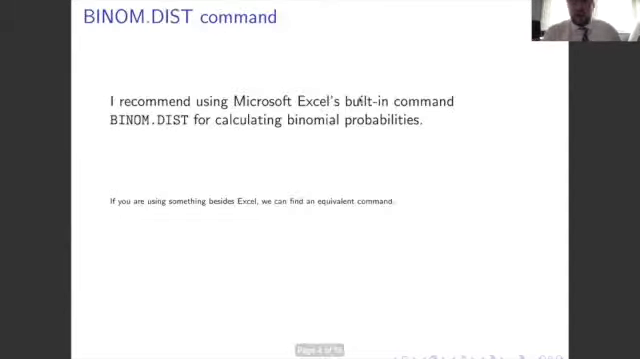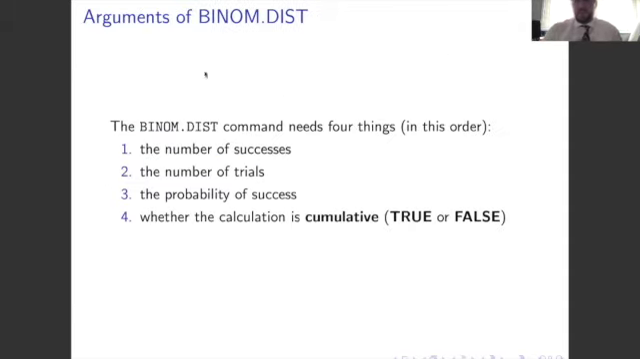For these calculations with binomial probability, I'm a big fan of the binom.dist function. If you're not using Excel, you can find something that's equivalent. 95% of the class said they were using Excel. Many people said they were comfortable using Excel. So I'm kind of leaning into that and saying that we're going to use Excel and we're going to use this function to calculate what we want. The binom.dist command takes 4 arguments, 4 things you need to plug in.